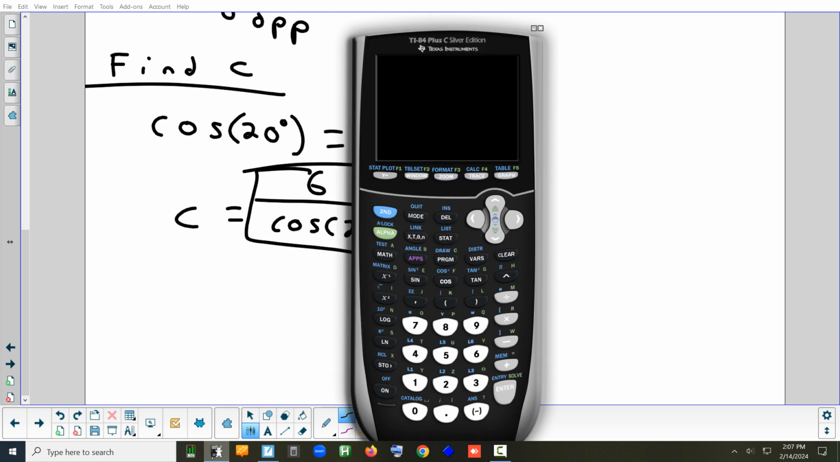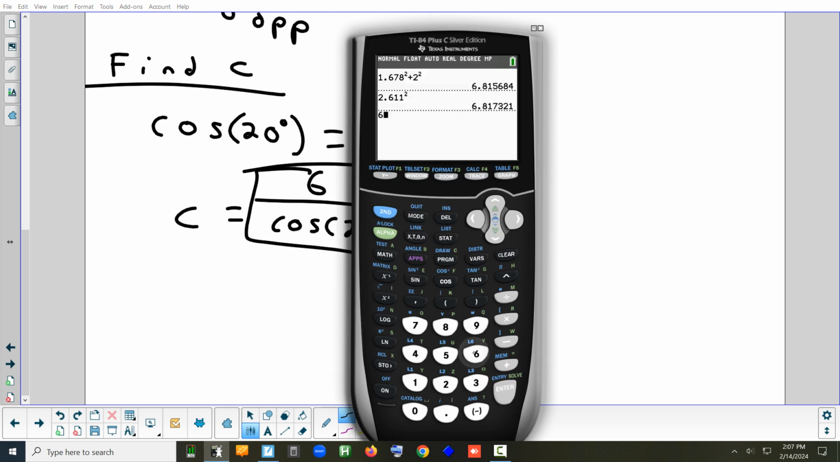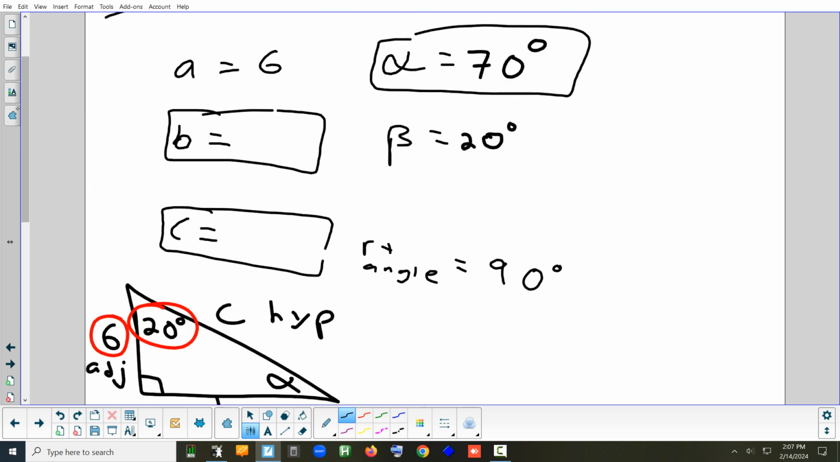All right, let's see what we get. 6 divided by cosine 20. And to 3 decimal places, what are we looking at? 6.385. Okay. And what do we have left?